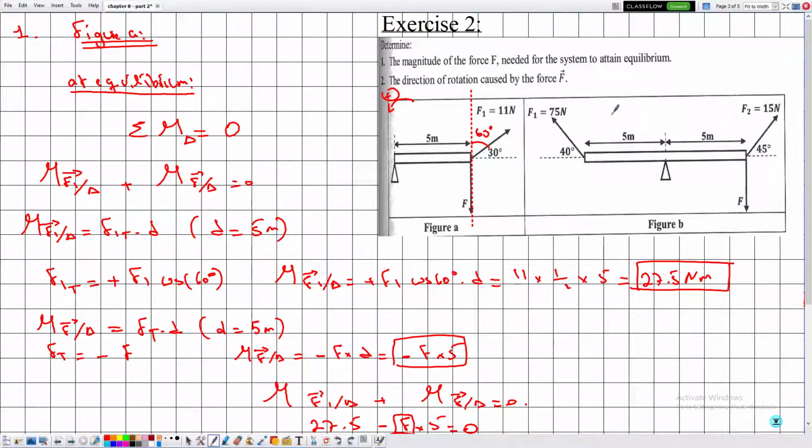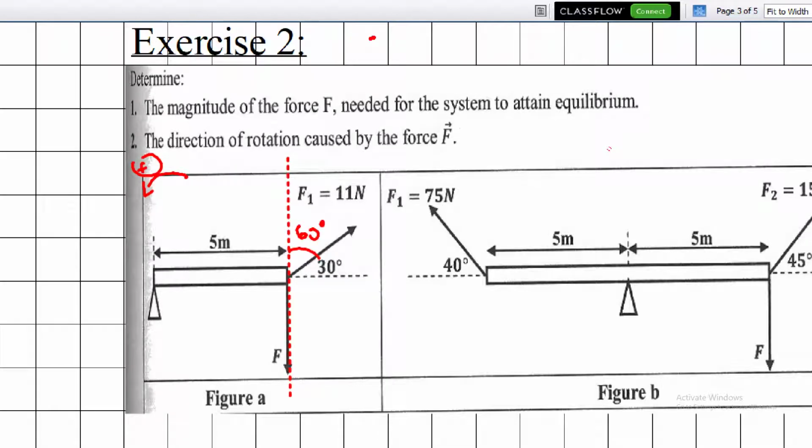So here, as I said previously, we are interested only in a rotational equilibrium because the beam already cannot move in a translational direction. So maybe in this case F1 cosine 60, which is equal to F, works in order to determine the value of F. You can try that, 11 times radical 3 over 2.